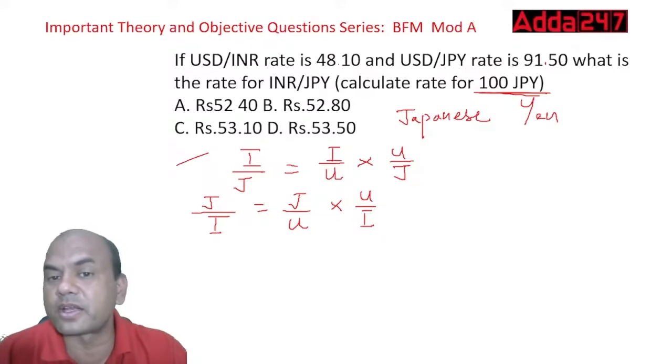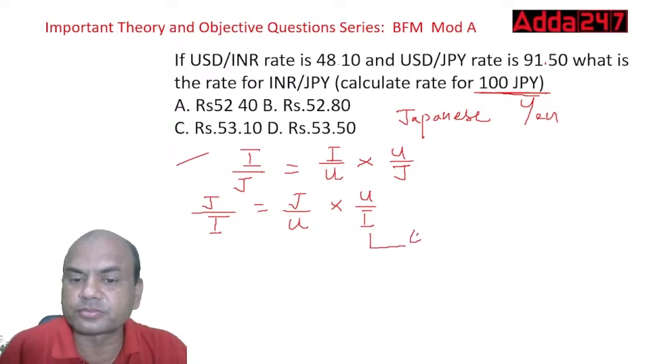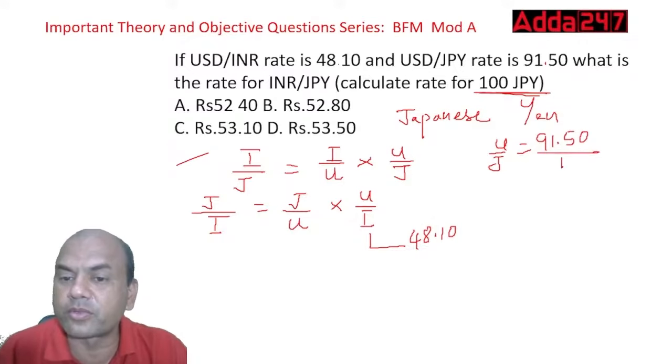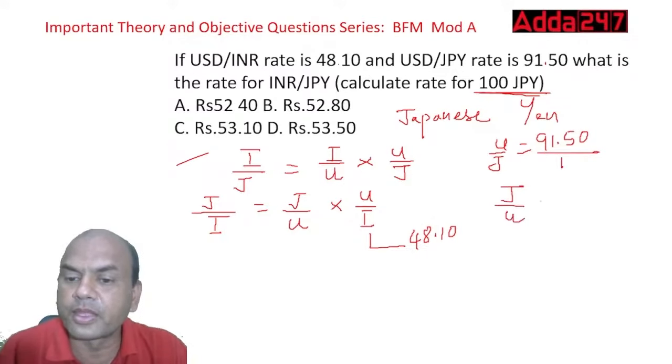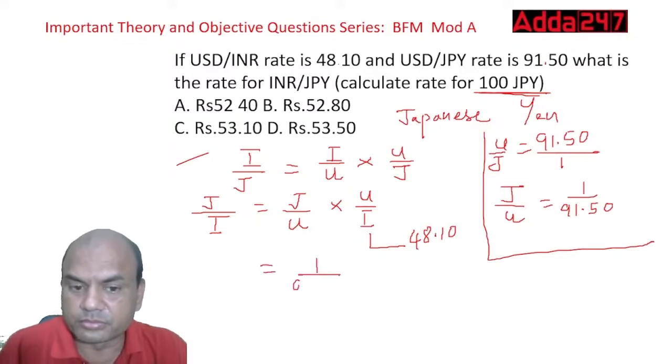So JPY to USD, what is the rate? And USD to INR, you know it. See here, this is 48.10. And this JPY to USD, you don't know. This 91.50 is USD to JPY. So if I want JPY to USD, it is 1 upon that. J upon U equals 1 upon 91.50. Okay, that will be the rate. So now I've got the JPY to USD rate. Multiply this, put it over here. So my answer will be 1 upon 91.50 into 48.10.